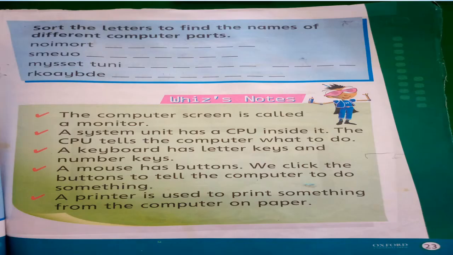Come to the next page, page number 23. Sort the letters to find the names of different computer parts. You have the different parts of computer names. These name spellings are shuffled. So you will write the correct spelling.